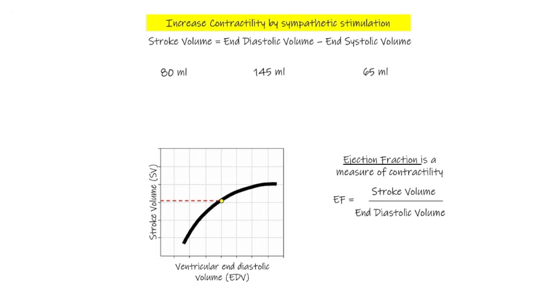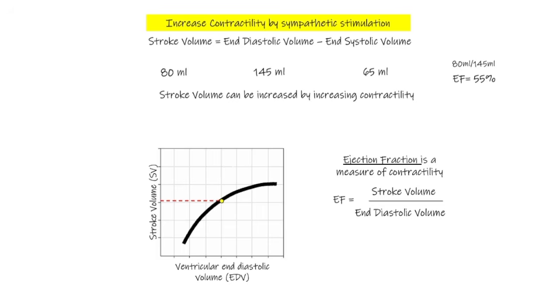And ejection fraction is the fraction of blood that's ejected from the heart. So it's the stroke volume divided by the end-diastolic volume. So for our initial example, if we took our stroke volume of 80 and divided it by 145, that would give us an ejection fraction of approximately 55%. And that's a fairly standard ejection fraction in a healthy heart at rest.